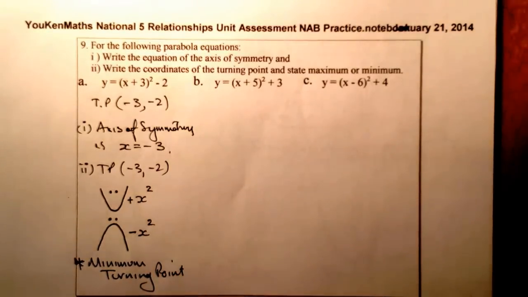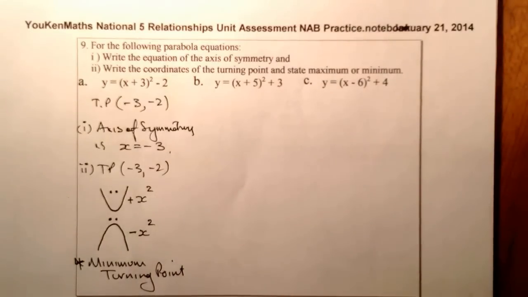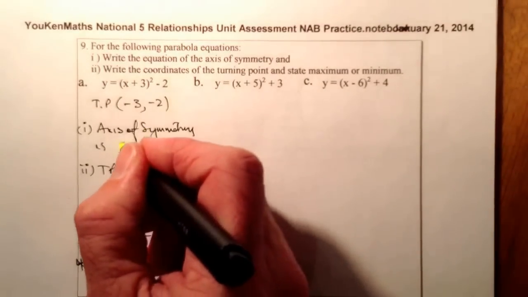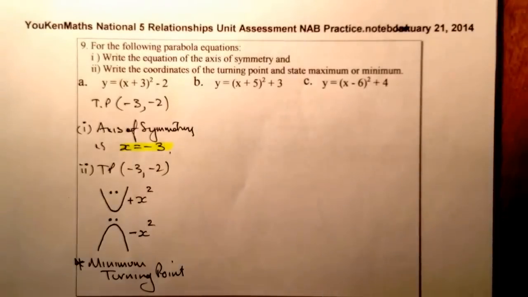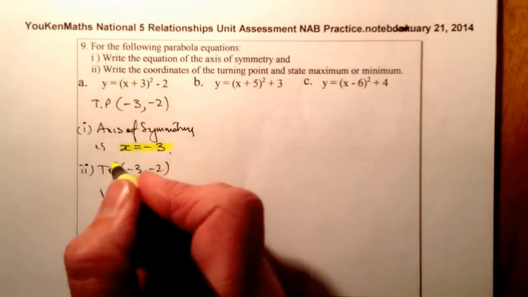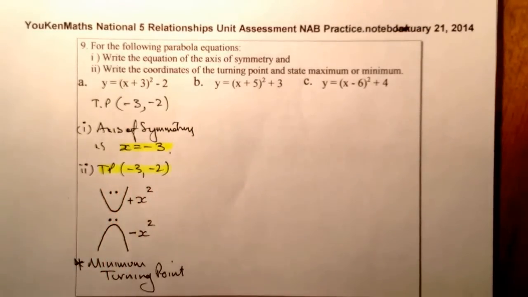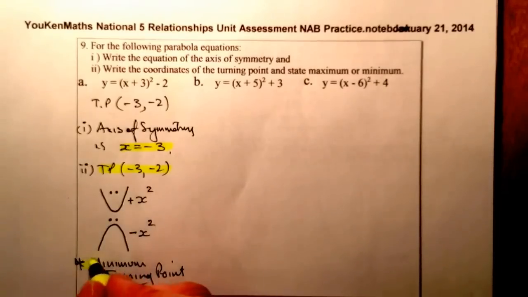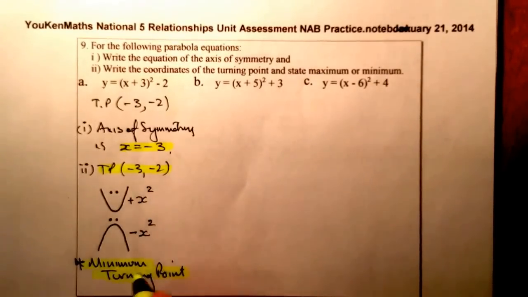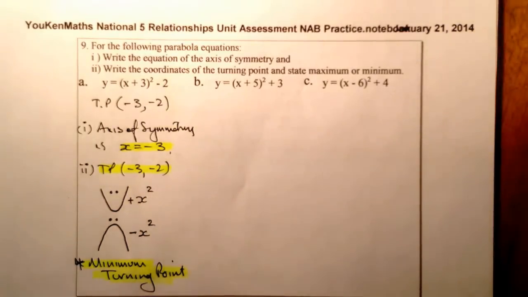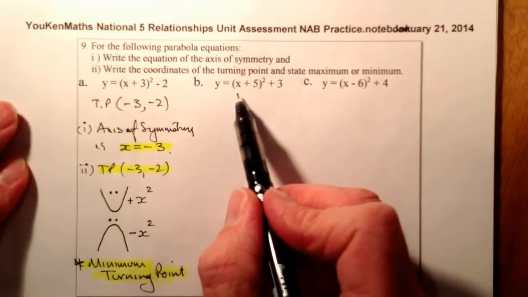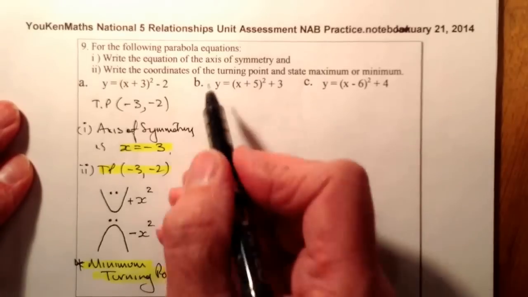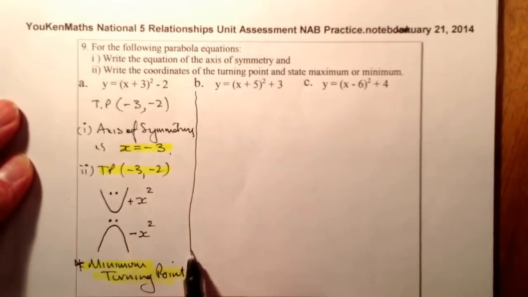Right, looking at the marks for this question here, I'm going to get 1 mark for getting the axis of symmetry, which is this value here, and it must be x is equal to -3, not -3 on its own. I'm going to get a further mark for getting the turning point, and 1 mark for stating it's a minimum turning point. Okay, so let's have a look at this question here, so B and C. You can freeze the video and try these ones yourself.